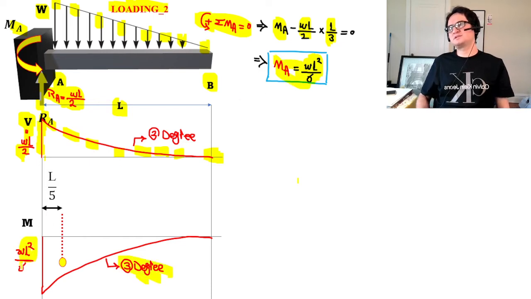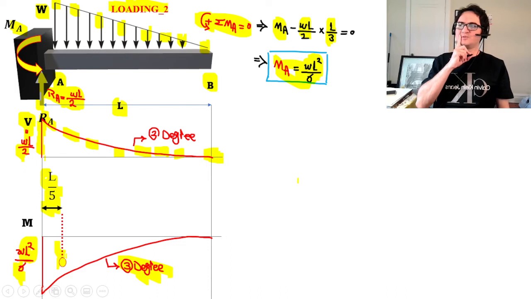That's WL squared over 6. And again, because this is third degree, the centroid goes by 1 over n plus 2 times the length. So that's L over 5, the centroid of the moment.